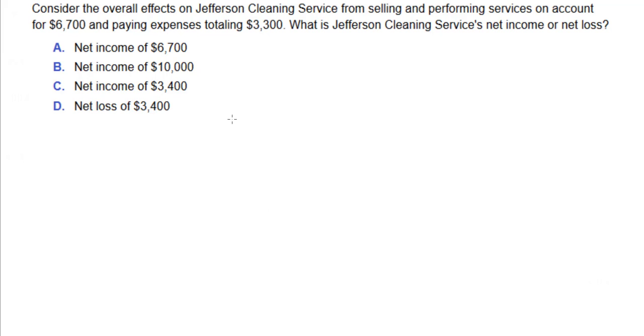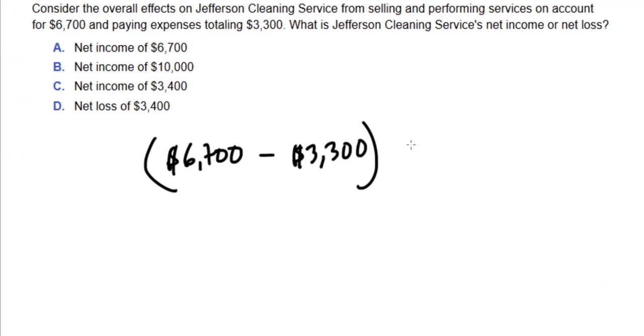So they performed $6,700 worth of cleaning services while incurring expenses totaling $3,300. So their net income, they earned a net income of $3,400. Answer C.